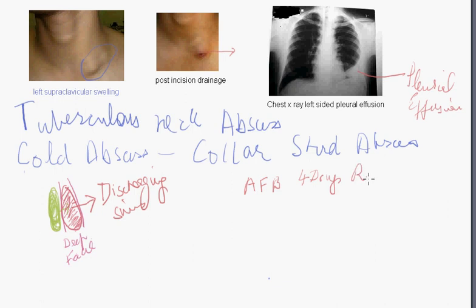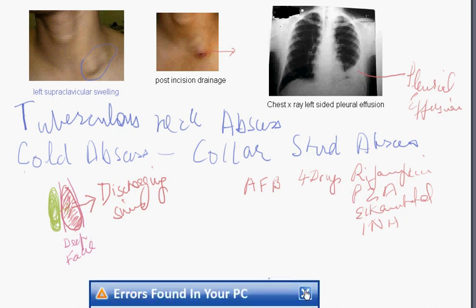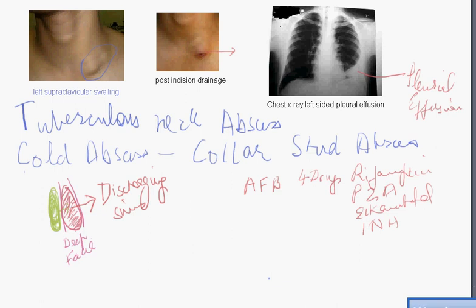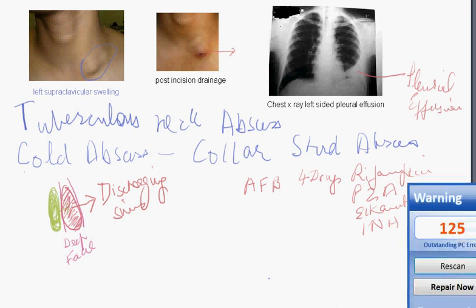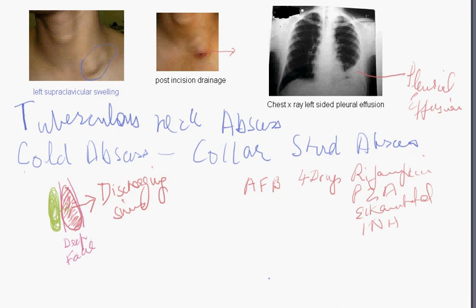We usually give them rifampicin, pyrazinamide, ethambutol, and INH. These 4 drugs are started depending upon the weight of the patient. First, the patient is weighed. It's very important that a tuberculosis patient should be weighed properly, and the doses should be according to the weight of the patient.